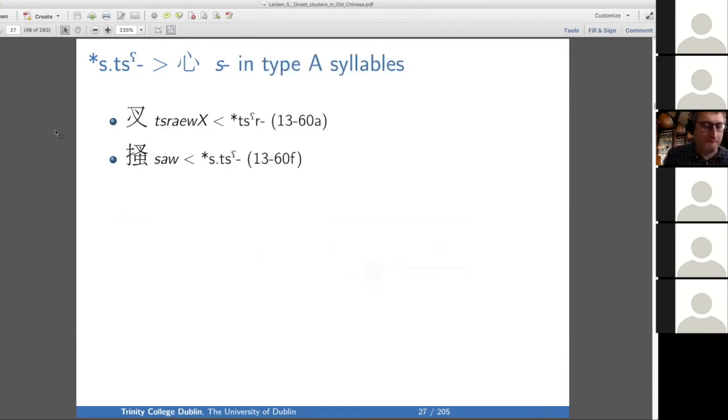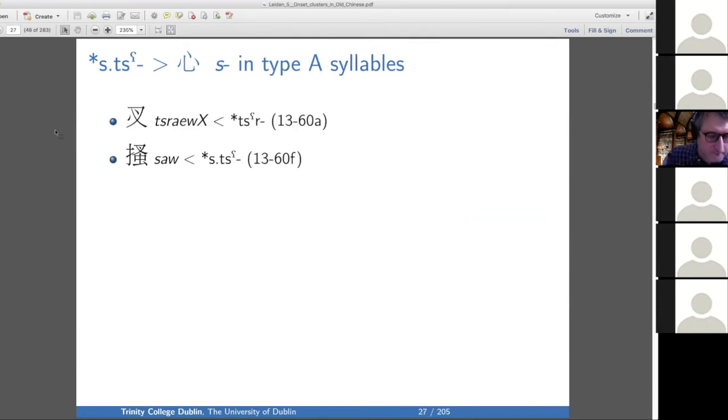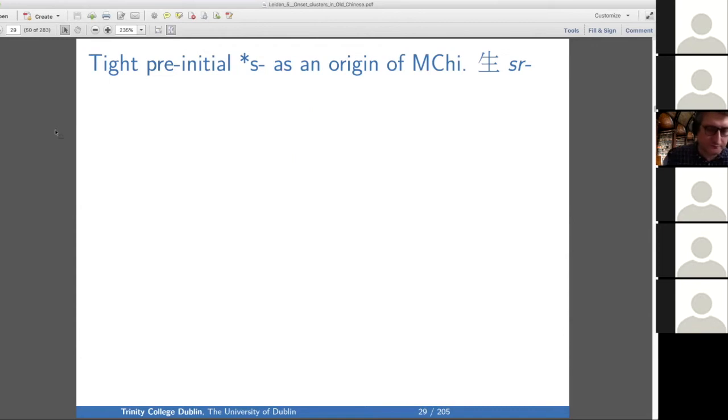Okay, so now, STS cluster. Well, this one's a little, oh, okay. So you have a TS in the first one, and you have an S in the second one. So they say, well, maybe the S comes from an STS. And here's the same in type B syllables. So you have a TSH and an S. So you think, maybe it's a STS. Okay, and now those were all examples of S clusters that became S in Middle Chinese.